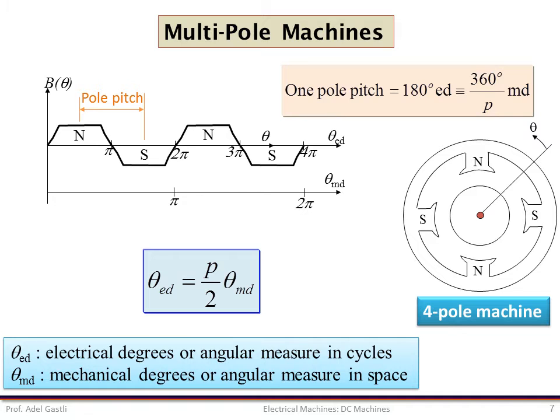The two sides of a coil are placed into slots on the rotor surface. The distance between the two sides of a coil is called the coil pitch. If the coil pitch is one pole pitch, it is called a full pitch coil. But if the coil pitch is less than one pole pitch, the coil is known as a short pitch or fractional pitch coil. The DC armature winding is mostly made of full pitch coils.